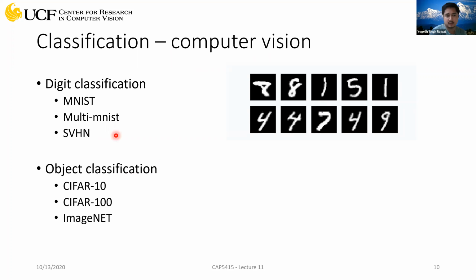Now, another problem can be object classification. With object classification, you will have an image, which could be grayscale or RGB. You will have to identify which object is present in this particular image.